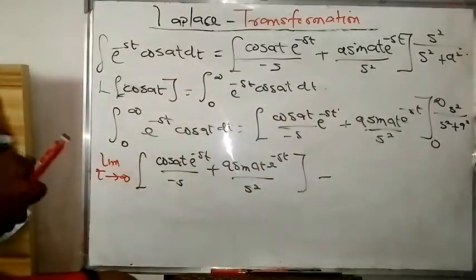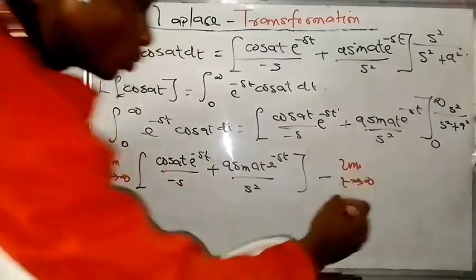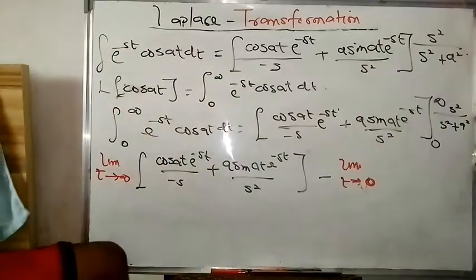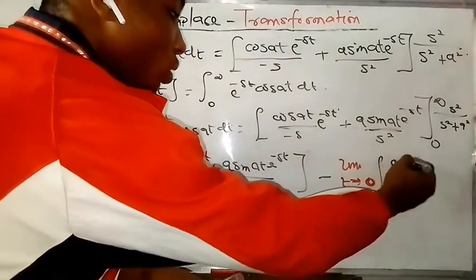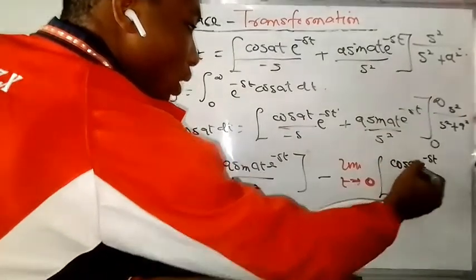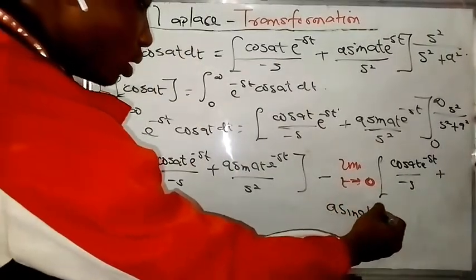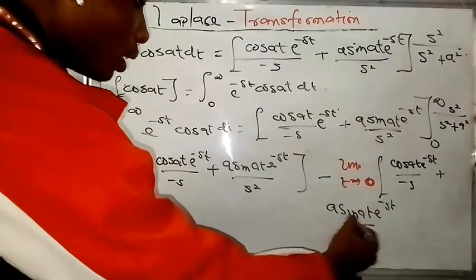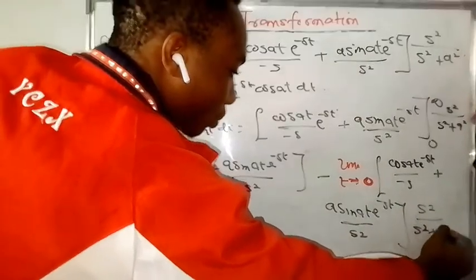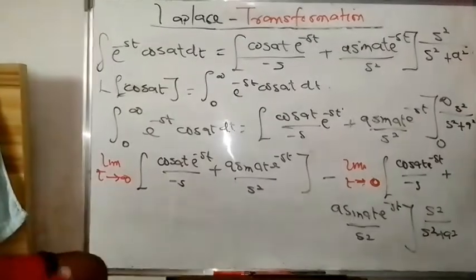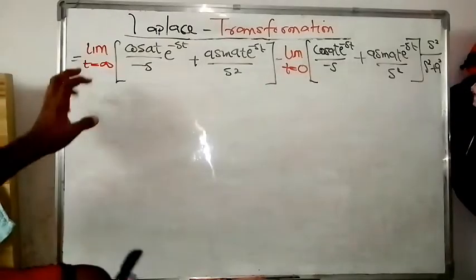Minus the limit when t goes to 0, we'll be having cos at exponential minus st divided by minus s plus a sine at exponential minus st divided by s squared plus a squared, close bracket. Then we have our constant. So when we're limiting this to infinity minus limiting this to 0, that's how we're going to do it.